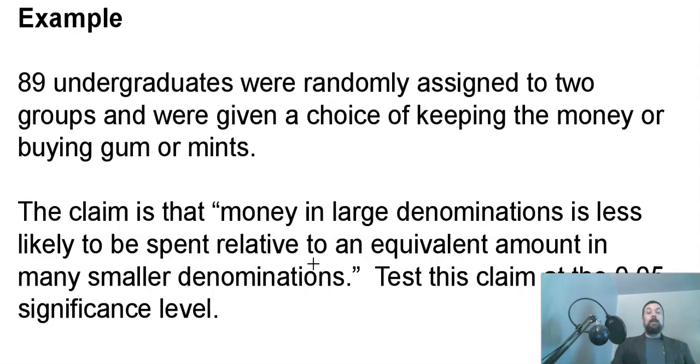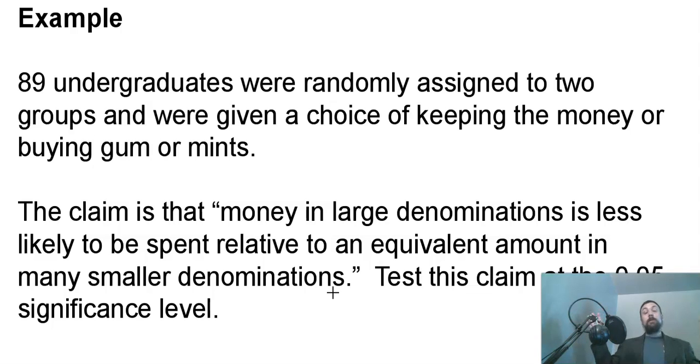So what they're testing for here, if we look at the claim, it kind of explains it. The claim is that money in large denominations is less likely to be spent relative to an equivalent amount in many smaller denominations. What they end up doing here is they give some of the undergraduates a $1 bill and they give others of them 4 quarters, right? So smaller denominations, but same amount of money.